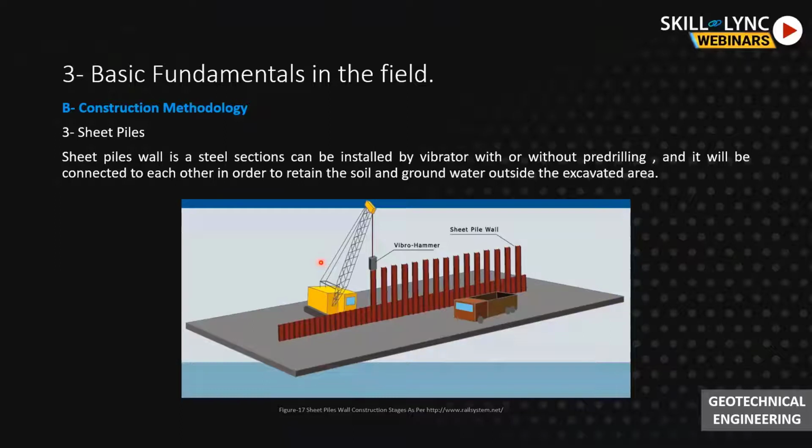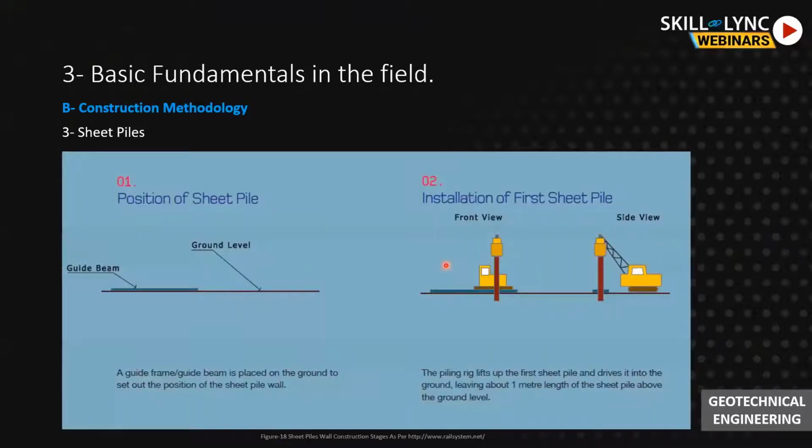And if we have rock layers or some layers that are very stiff, we can do pre-drilling first and then vibrate it down using the vibro hammer. You can see from this figure the sequence of construction also. The sections of the steel piles will be connected together in order to prevent the water from seeping inside the excavation site.